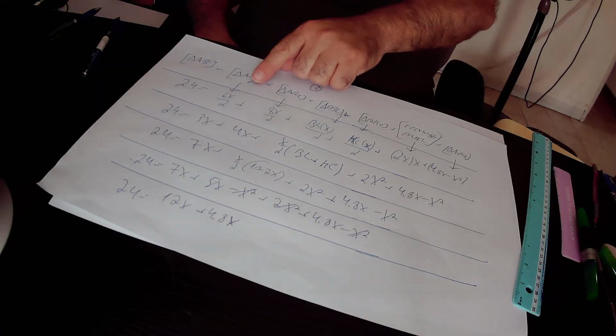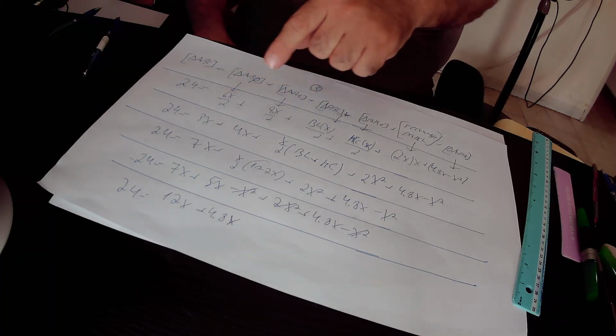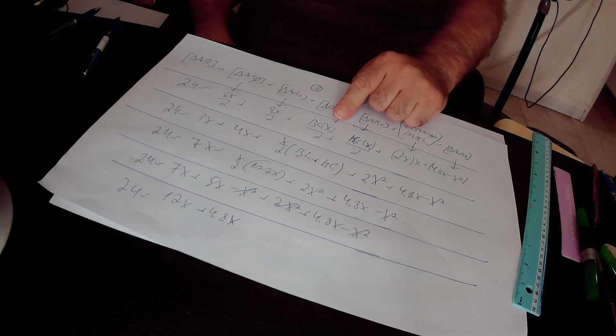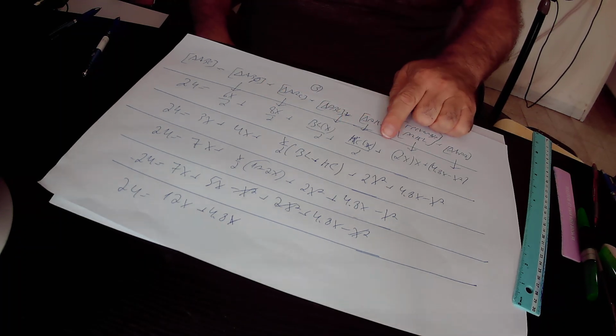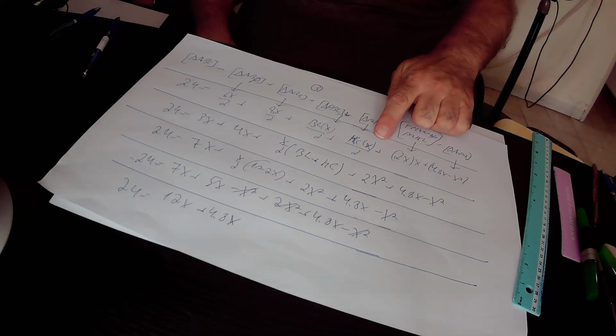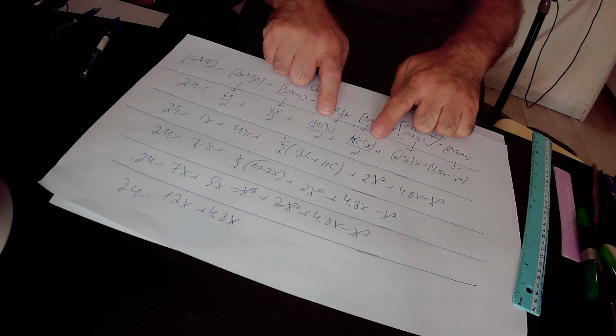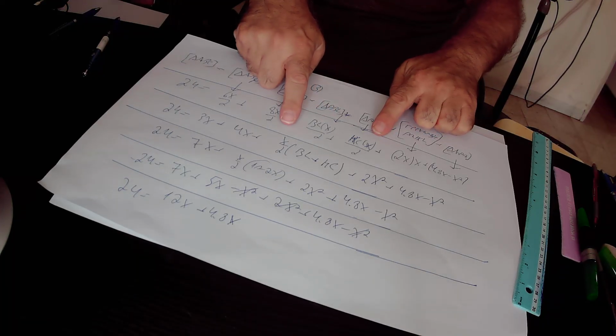So it is 24 equals 6x over 2, which is 3x, plus 8x over 2, which is 4x. We have here BL times x over 2 plus KC times x over 2. So here we took x over 2 as a common factor out of those two expressions. X over 2 is a common factor.